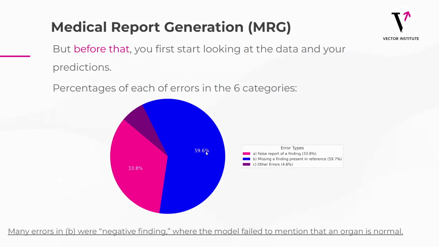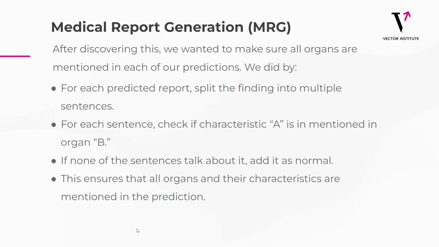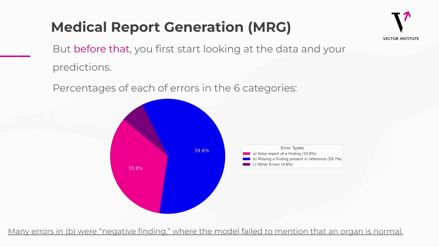Most of the errors we got, 60% of them, are in category B. I don't know if you can read this or not, but category B just says missing a finding present in the reference. So the generated report missed a finding that's in the reference. The reference had a finding that's not present in the prediction. Most of these are negative findings, where the ground truth said that organ X is normal, but our prediction didn't say that. For example, the ground truth had a long report and then said the liver is normal. We didn't have that in the prediction. So that's easy to fix.